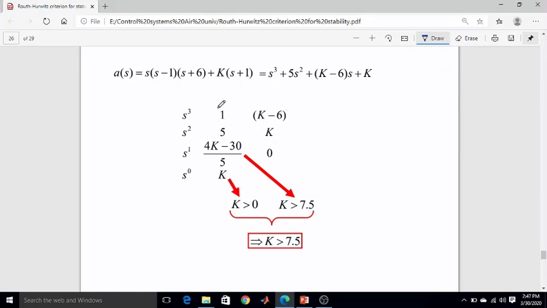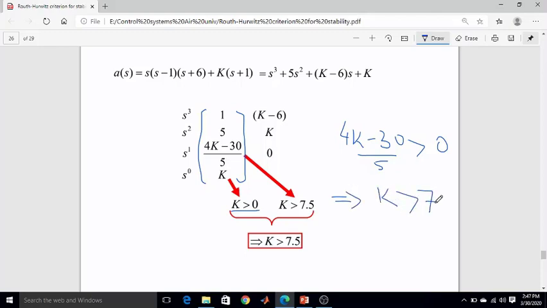The first column is important for us, this one. Since this is positive, we know that this number should also be positive, and this k should also be positive. If this k is positive, this simply means that k should be greater than 0, and for this number to be positive, we say that (4k minus 30) over 5 should be greater than 0, which simply means that k should be greater than 7.5.